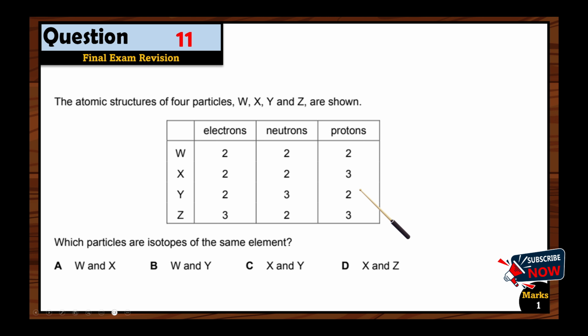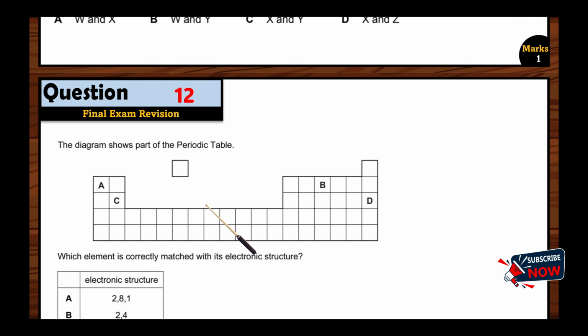Let's see for this one, Y. 2 protons, 2 electrons. Yes, that's right. So now W and Y have the same number of electrons and the same number of protons, but only the neutron numbers are different. So it means they are isotopes, W and Y. So option B is correct.